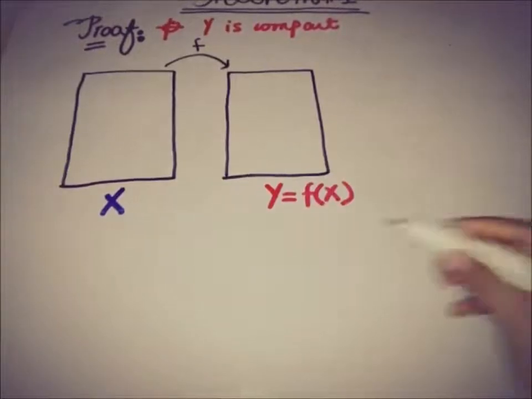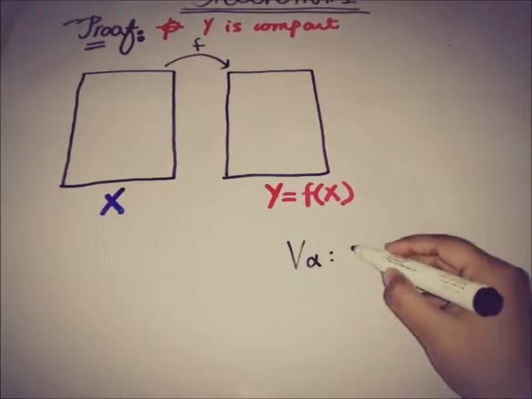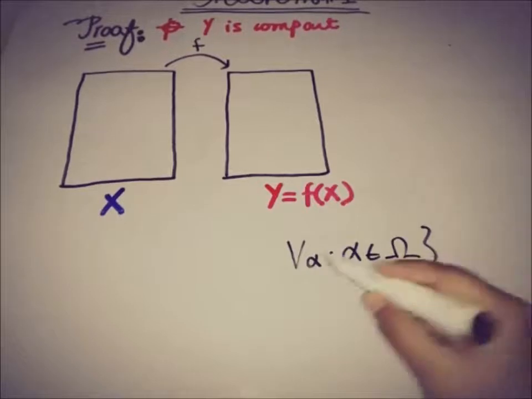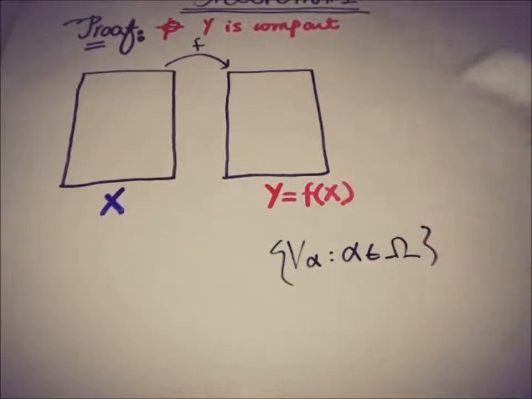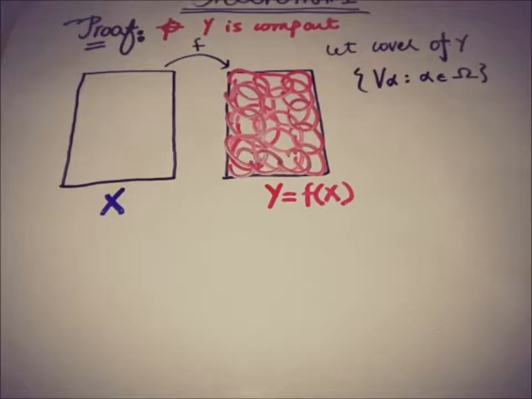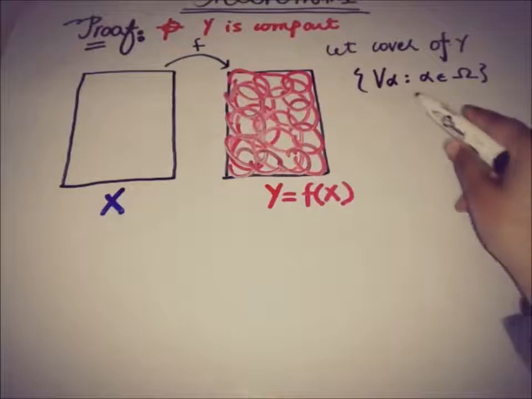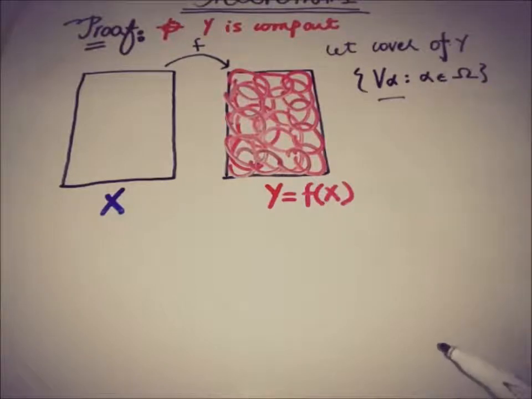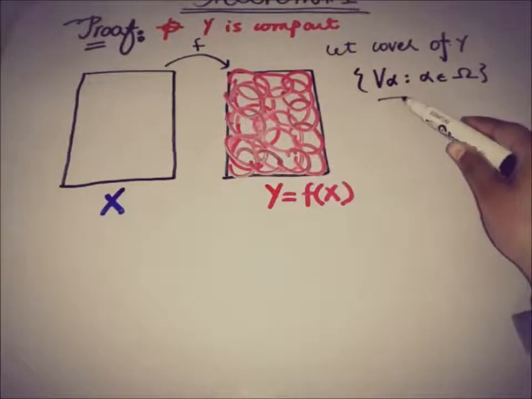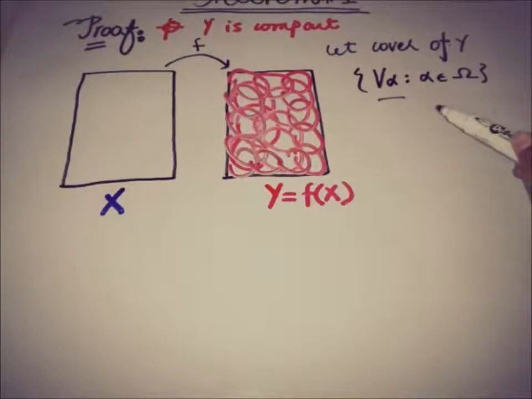So now assume that we have a cover of Y. This is a cover of Y that covers Y in such a way that the union of all of the V alphas equals Y. So this will be an open cover, and because f is a continuous function, all of the V alphas that are the open cover of Y have inverse images in X and must also be open, because the continuous function says that the inverse image of an open set is open.